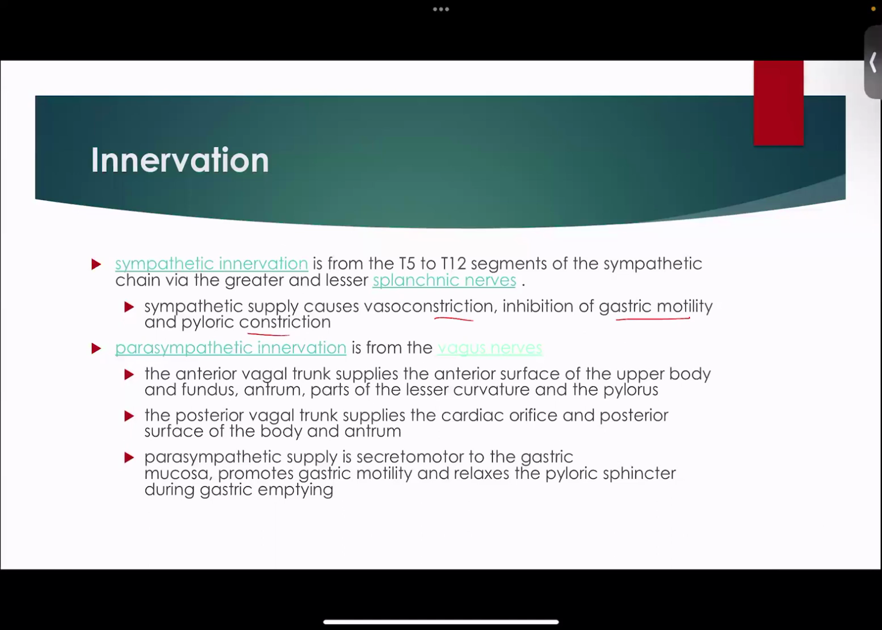because we have the anterior vagal trunk and the posterior vagal trunk. The anterior supplies the anterior surface of the upper body and fundus and trunk and parts of the lesser curvature and the pylorus, while the posterior supplies the cardiac orifice and the posterior surface of the body and trunk. The parasympathetic supply is secretomotor to the gastric mucosa, promotes gastric motility, and relaxes the pyloric sphincter during gastric emptying.